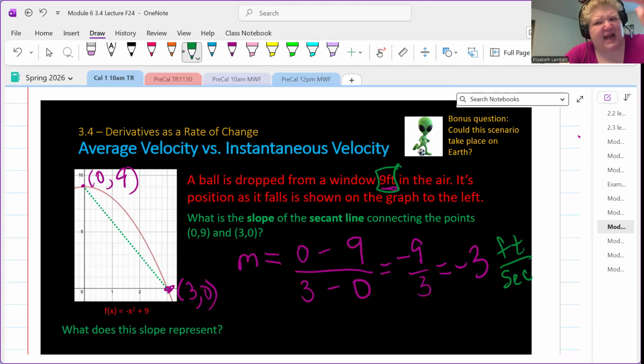But if you look at the actual position, it looks like it starts kind of slow because after the first second, it hasn't gone very far. And then from the first to the second, it's gone further. And then from the second to the third, it goes even further. So it doesn't appear to be traveling at the same speed. It starts off slow and then gains speed. So what does this slope represent? This is the overall average speed of the ball.